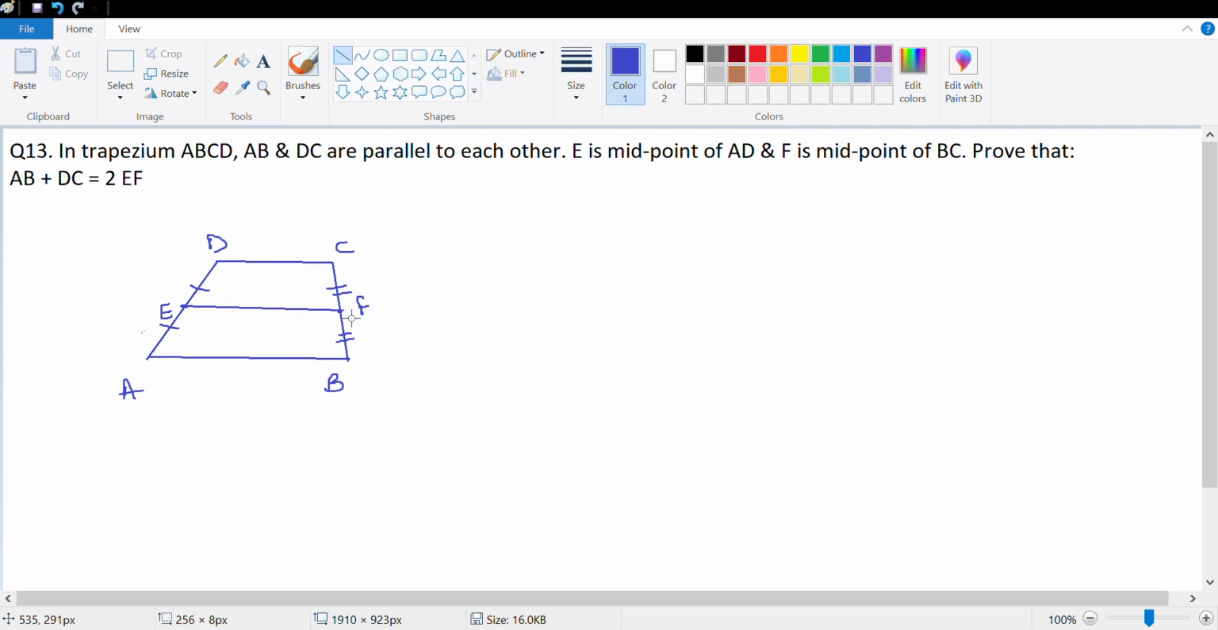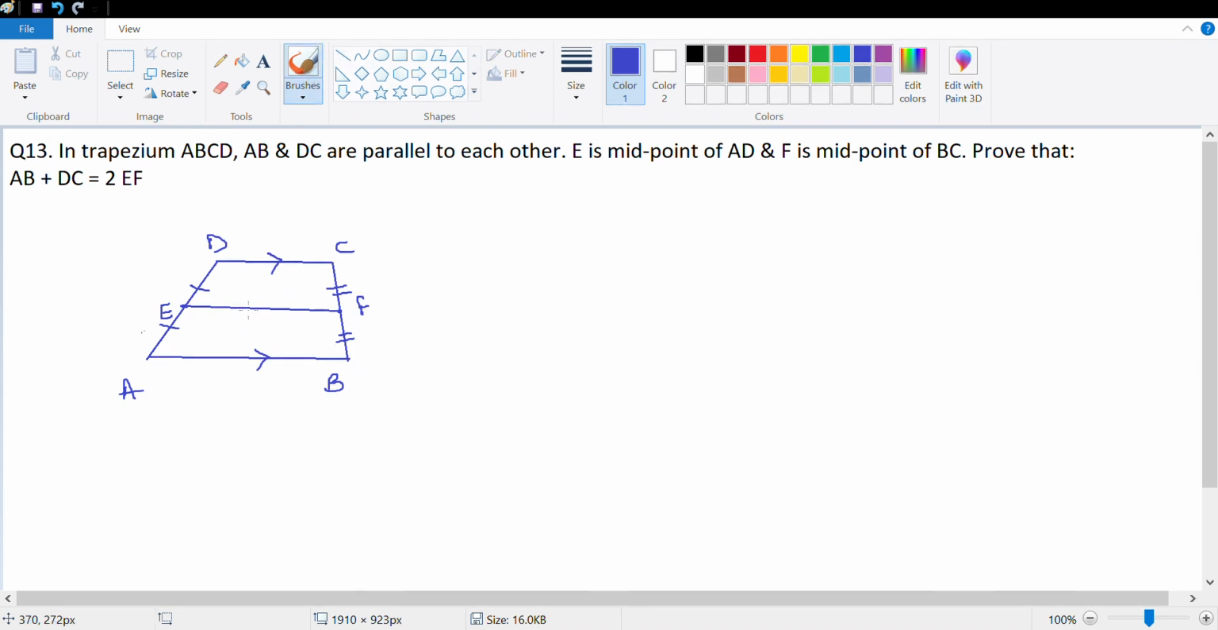This looks exactly like the question that we had in our first exercise, where we had to prove that EF was equal to half of AB plus CD. Exactly the same question, the only difference being that in that question, EF was given parallel to the two sides. In this case, it's not given parallel. So we will have to try and consider forming a triangle.